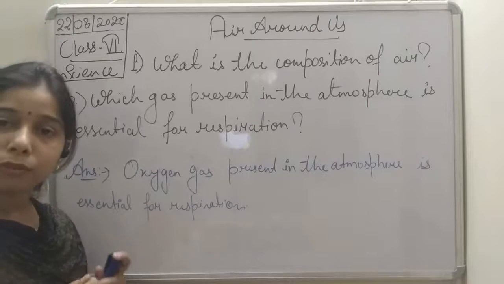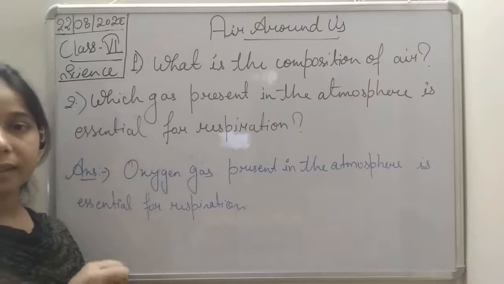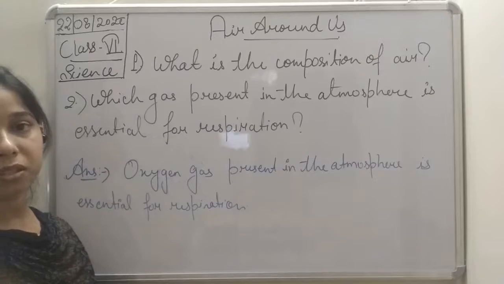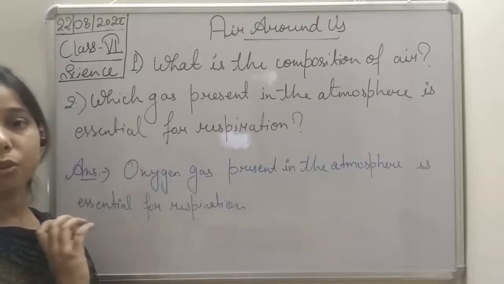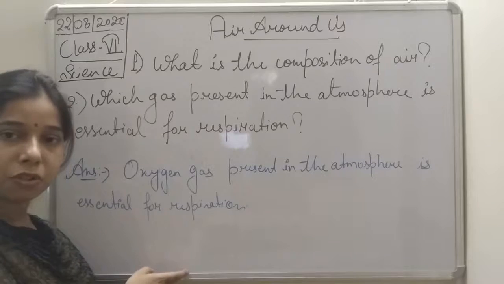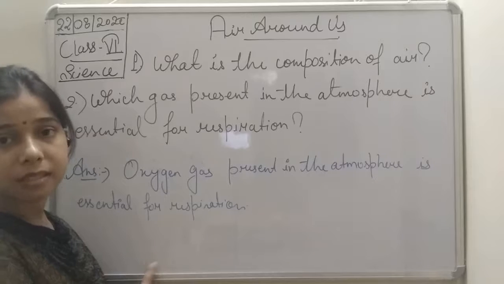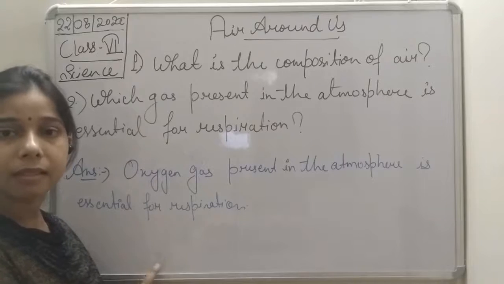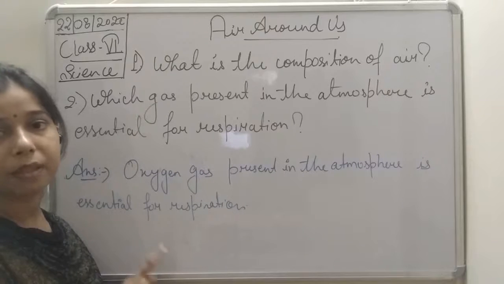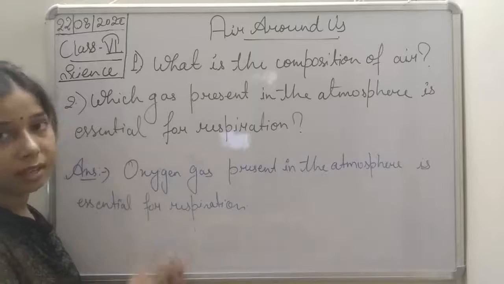It breaks down the food into smaller pieces and helps in extracting the energy from the food, and finally from the oxygen itself carbon dioxide is also released. So carbon dioxide is released by the process of respiration, energy we get by the process of respiration, and this process is carried out by a gas, and that is known as oxygen gas.